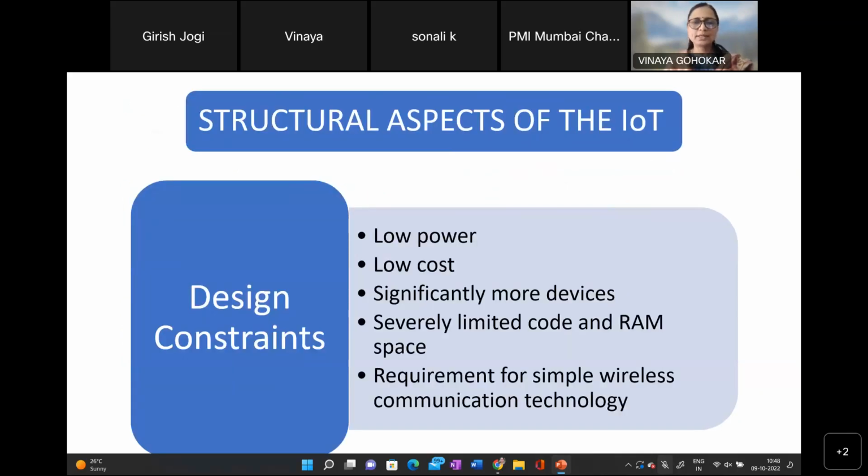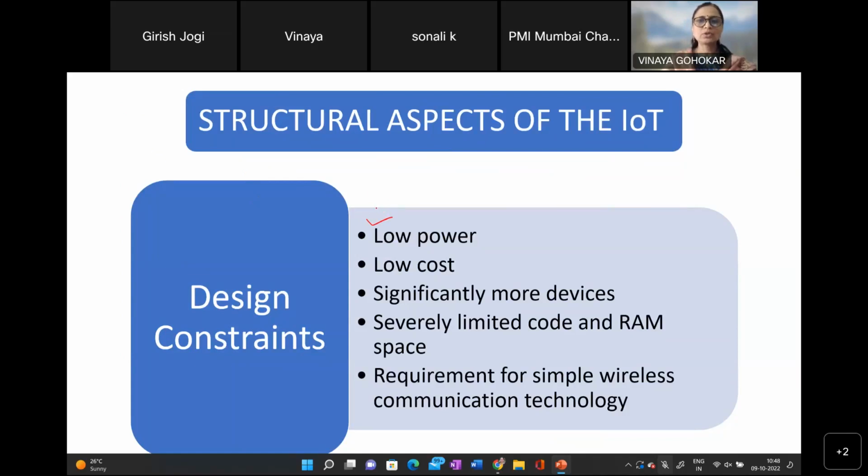Now, before going to the architecture, let's first go into some structural aspects of IoT, depending on which you have to go for the design or the architecture of it. So first and the most important point while designing an IoT application is low power.